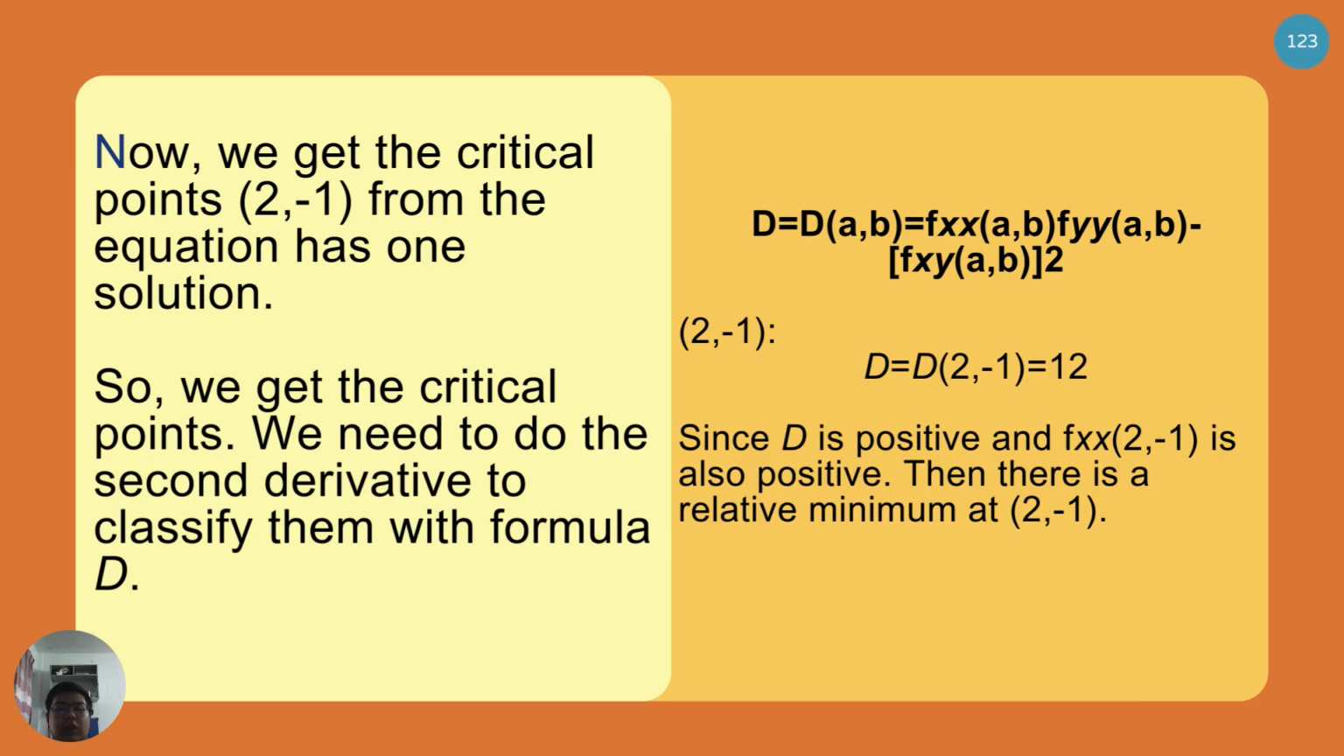So we need to do the second derivative to classify it with the formula D. The formula D is equal to fxx times fyy minus fxy squared. So we substitute the critical point 2 and negative 1 into the above equation, and we get the answer 12. Since D is positive, equal to 12, and fxx at (2, negative 1) is equal to 4, which is also positive, there is a relative minimum at the critical point, which is (2, negative 1).